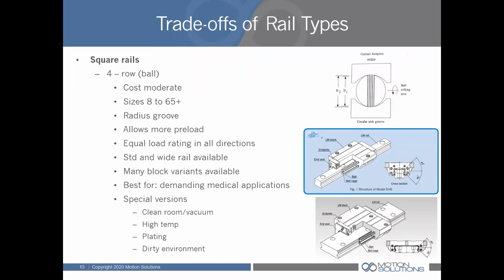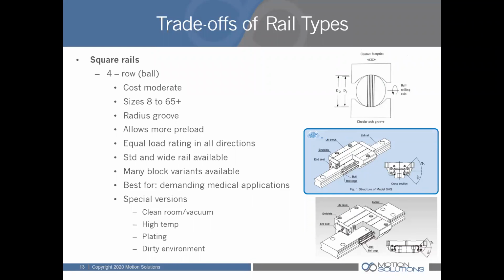For square rails with 4 rows, you do have a radius groove, because now you've got enough rows of balls such that when they're preloaded, they create opposing contact angles and limit the deflection in a rolling moment. What we're showing here is a 4-row bearing with 45-degree contact angles.